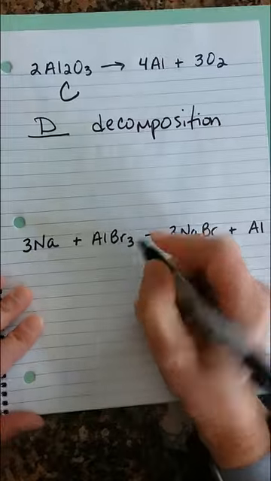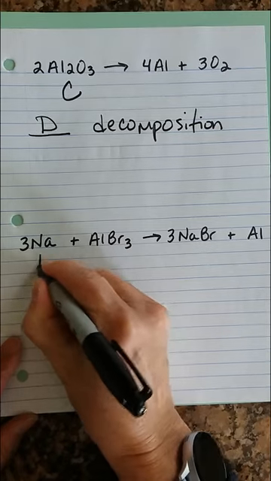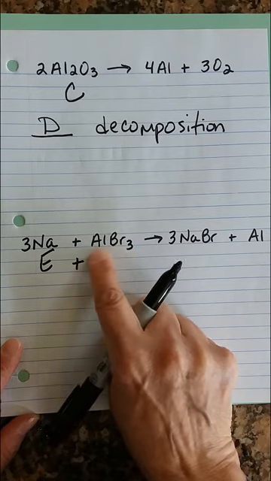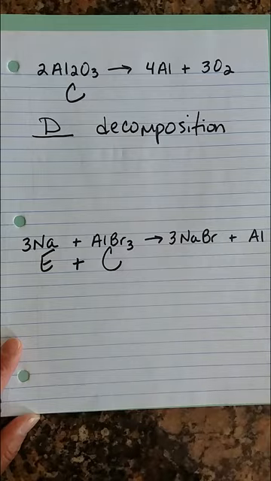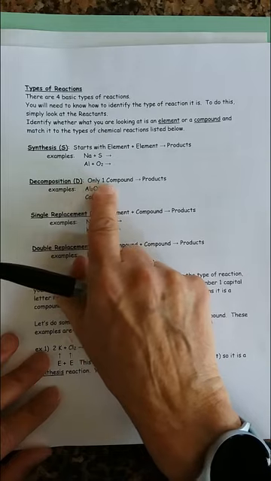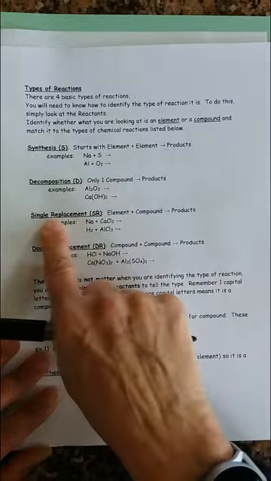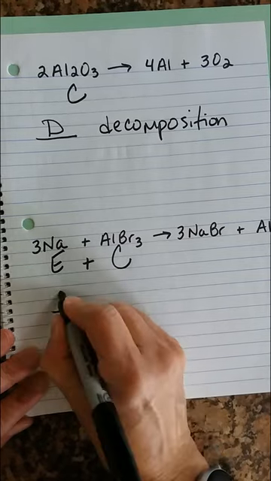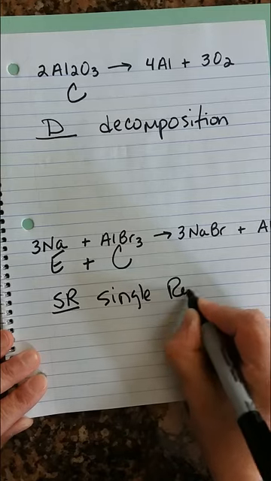Okay. And one more example. Here, element or compound. Only one capital letter. So that would be an element plus element or compound. Here I have two capital letters, so that would be a compound. So I have element plus compound. So let's go back. Element plus element. Nope. Only one compound. No. Element plus compound. It's got to be this one. So this would be a single replacement. And on the line, I would write SR because it's a single replacement.